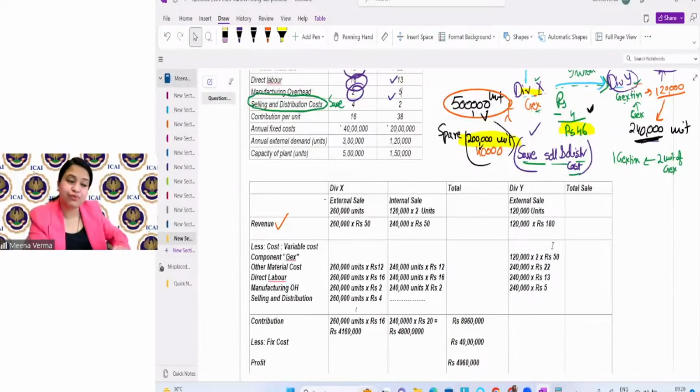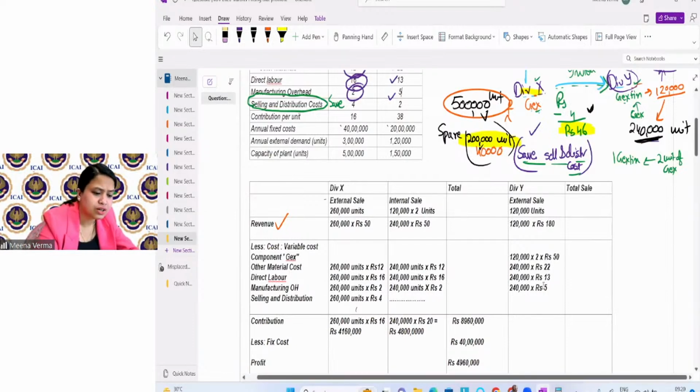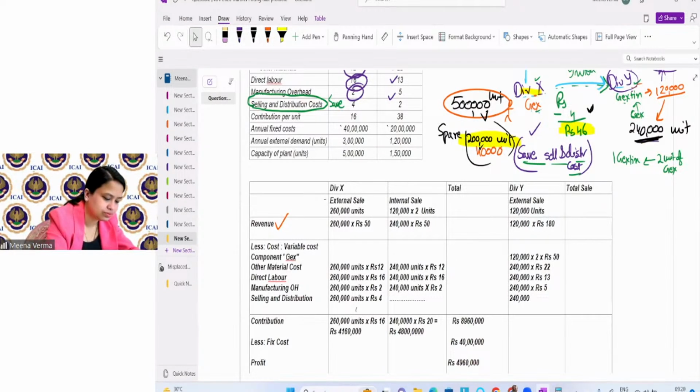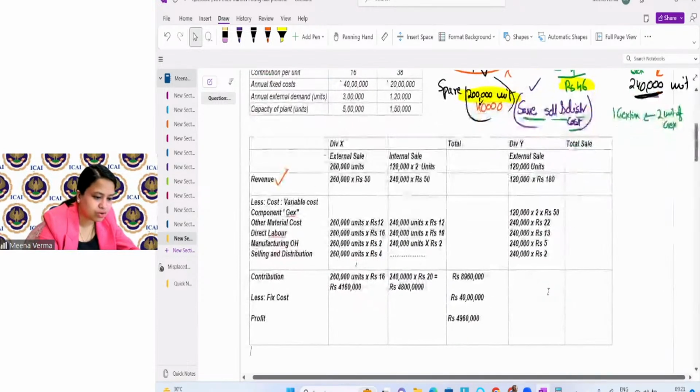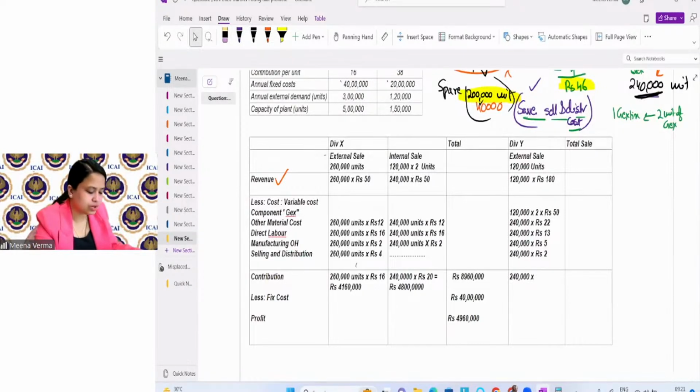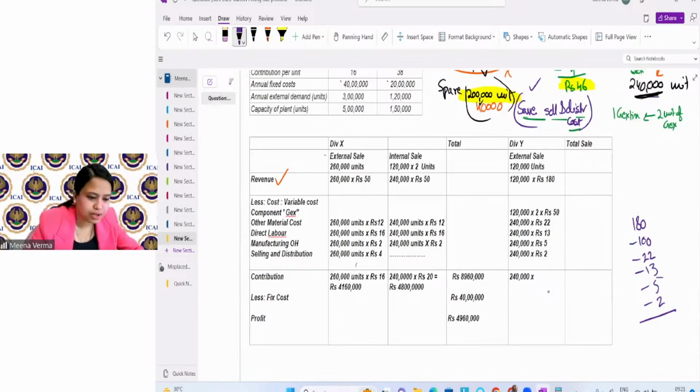So you can see here division Y is finally selling the product outside market. So they need to incur the selling and distribution cost, which is here 2 rupees. Okay. So this is happening here. Now you can find the contribution here. What is the contribution for 240 unit? 240 unit के लिए you can see what is the contribution. I will find. ठीक है, 180 minus 100 minus 22 minus 13 minus 5 minus 2. Right? This will be the contribution. What is it coming? I need to calculate it.